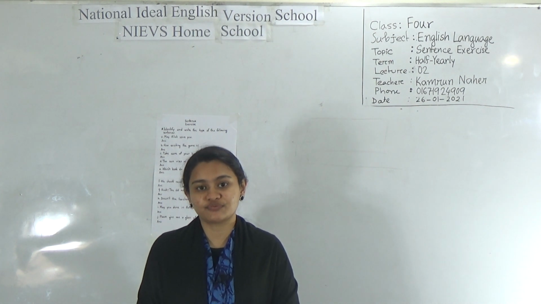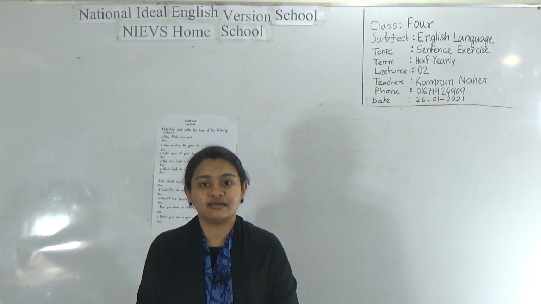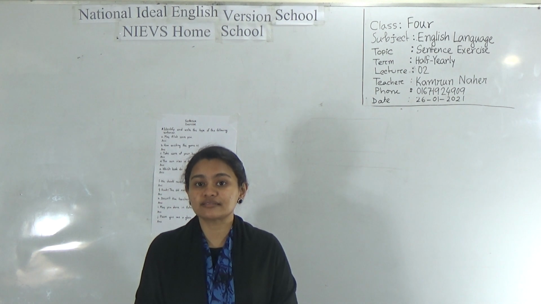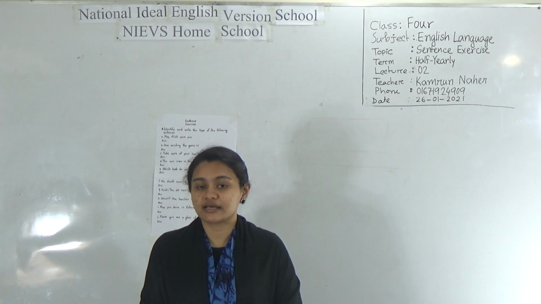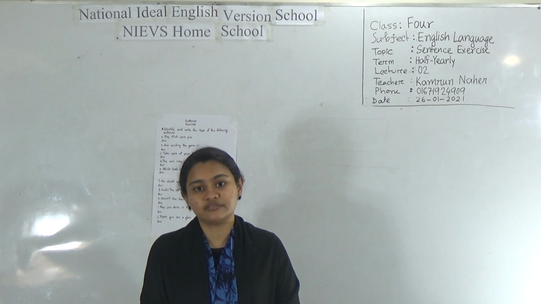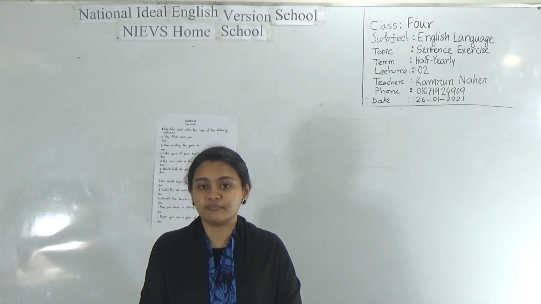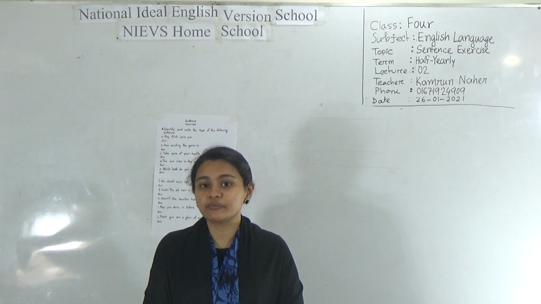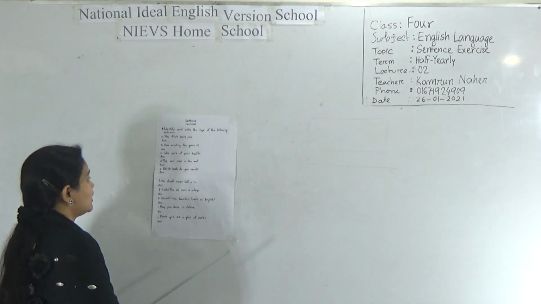My dear students of class 4, today I am going to take your English language class and our today's topic is sentence exercise. That means we will do some exercises from the topic sentence. In your previous class, we discussed the definition of different types of sentences. There are 5 types of sentences, and what are they? Assertive, interrogative, optative, imperative and exclamatory. So today we will identify some sentences. That means you will tell what type of sentences they are.